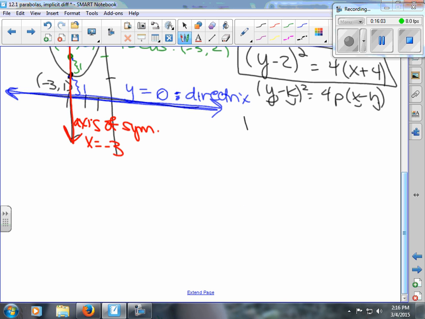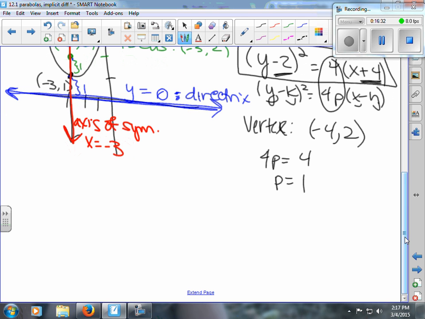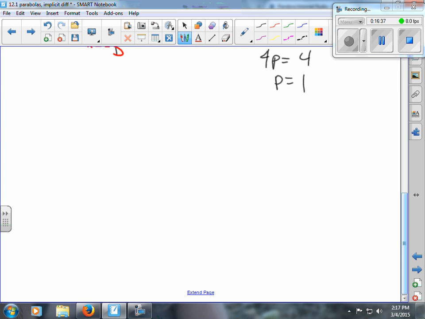Okay, so what's my vertex? Well, my vertex is always h comma k, and so the x coordinate will be negative 4, and the y coordinate will be 2. So my vertex is negative 4, 2. Now let's match up and find that p, which is the distance between the vertex and the focus, or the vertex and the directrix. So again, I made this up nicely. P is going to equal 1. Now I'm going to go to the graph, and from the graph it will be easier to determine what the focus is and what the directrix is.